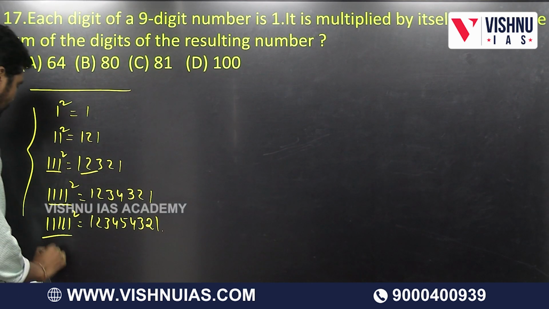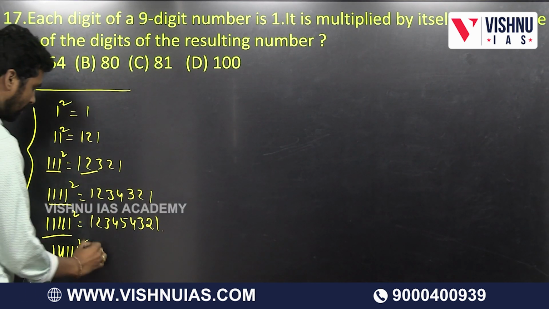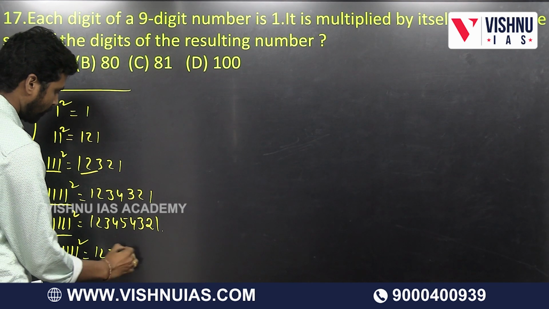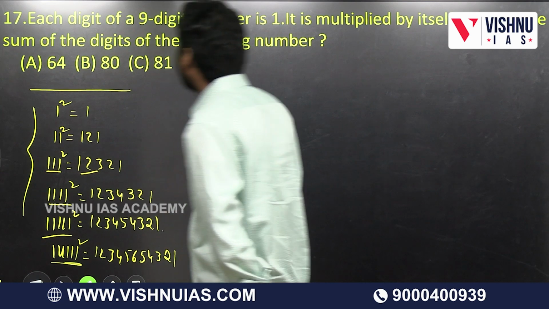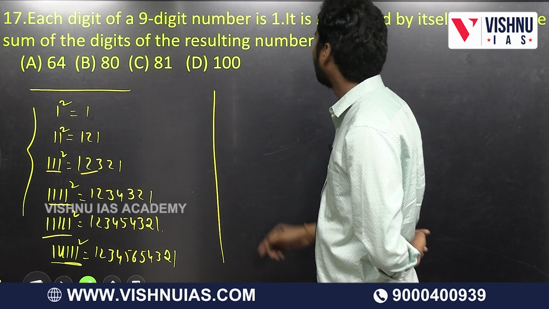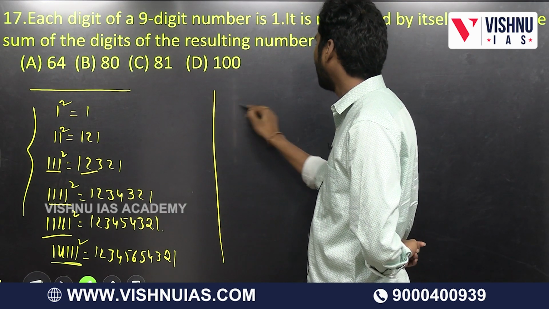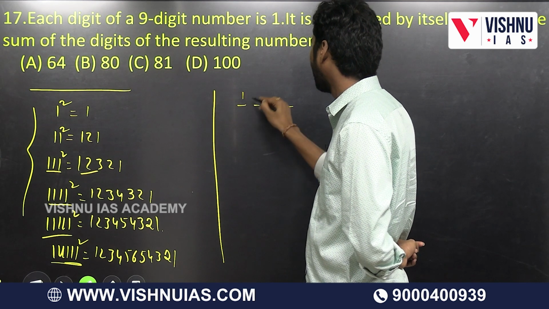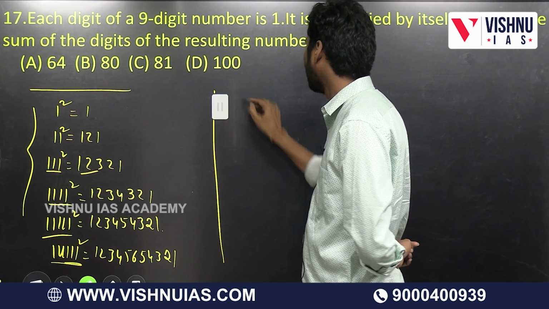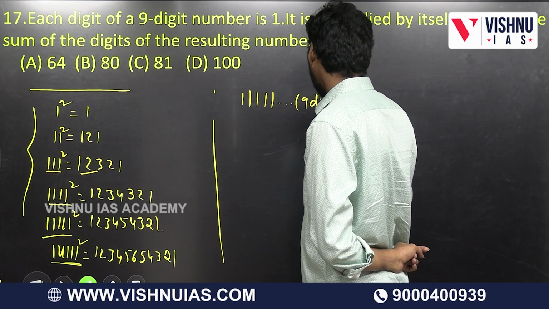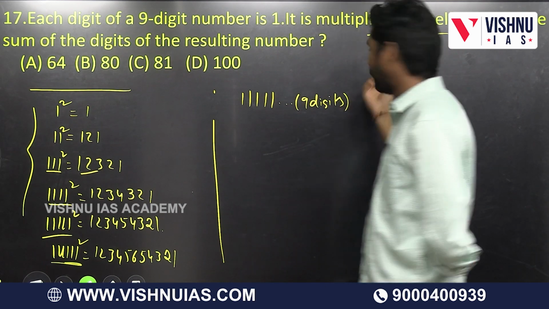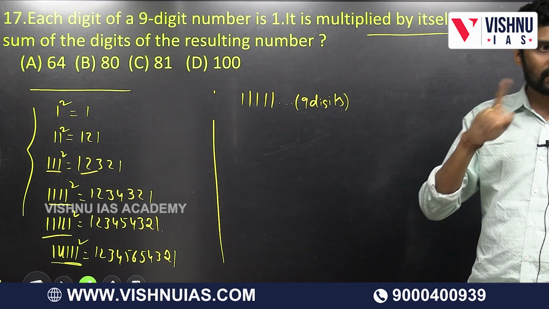So also, 6 ones means that immediately you can take 1, 2, 3, 4, 5, 6, 5, 4, 3, 2, 1. Now 9 ones: see that each digit of a 9-digit number is 1. So there is a 9-digit number, 1 1 1 1 and so on, nine digits, and it is multiplied by itself.